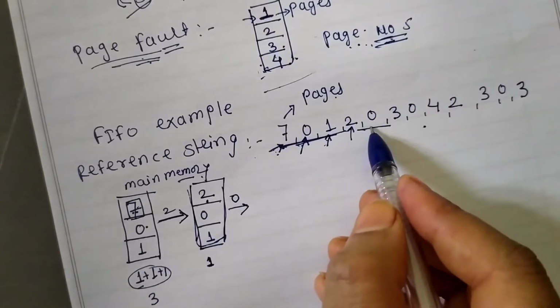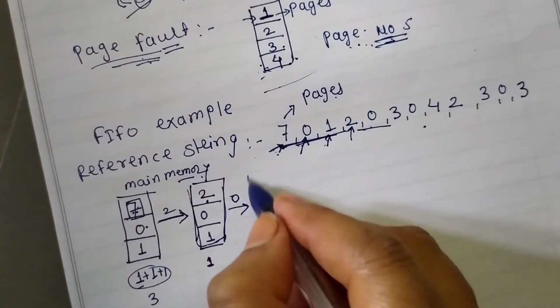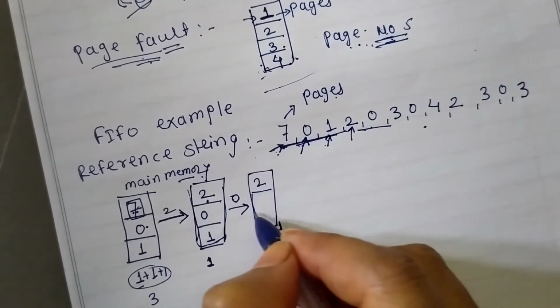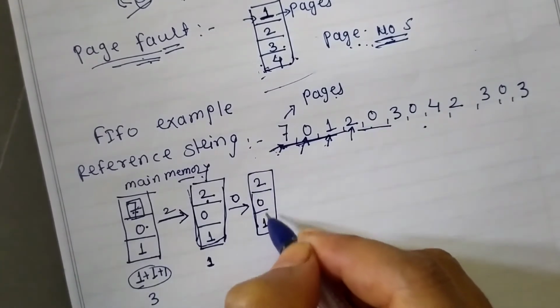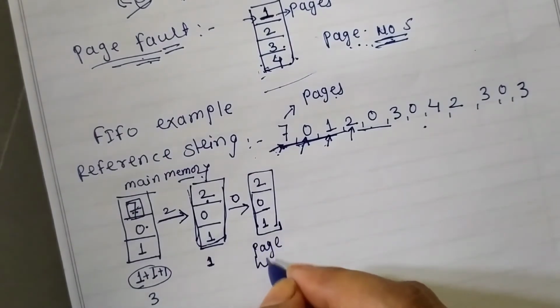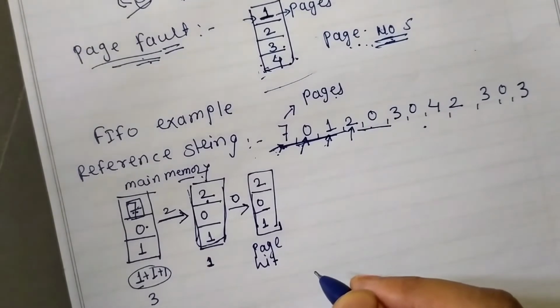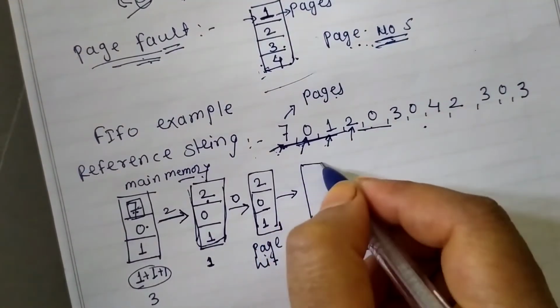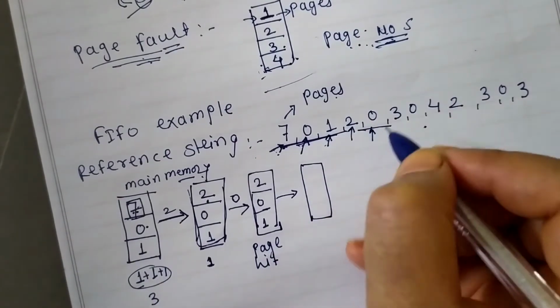Now next I have to store 0 here. 0 is already there in the main memory. No need to replace anything. So it is called a page hit. This is called a page hit.